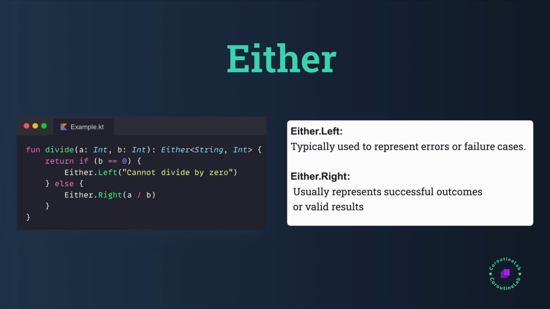Let's learn about Either in Arrow Kotlin. Either is a functional data type used for error handling and represents computations with two possible outcomes. Either.left represents errors or failure cases. Either.right represents successful outcomes or valid results. This approach makes handling both success and failure scenarios much cleaner and type-safe.